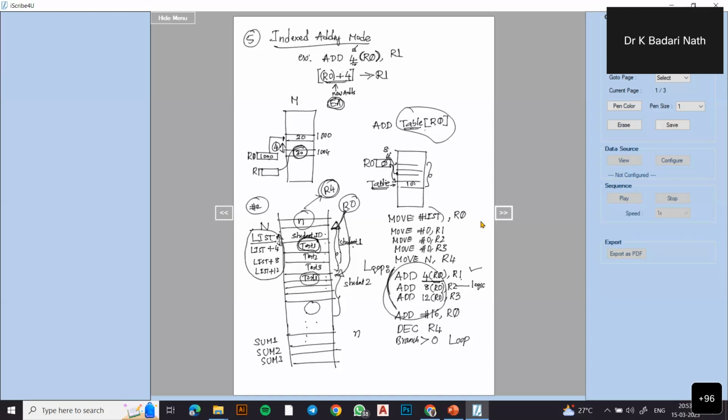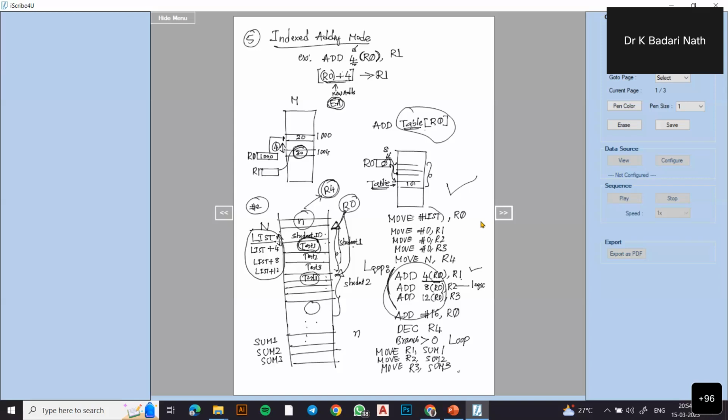Once I finish all the operations, whatever data I have in the R1 register, I'll move to the sum1 memory location. I'll move the data present in R2 to the sum2 location. Then I'll move the data I have in the R3 register to sum3. So this is how we can write the program to compute the test scores of all the students.